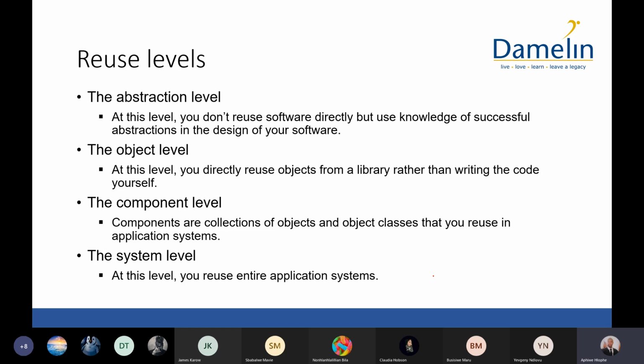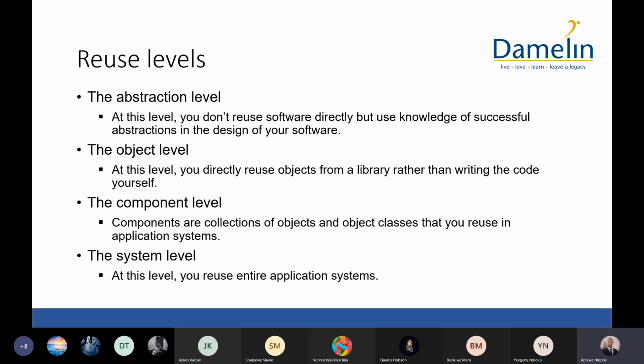system reuse. Okay, so the first one is we can do software reuse at an abstract level. At this level, you don't reuse software directly, but you use the knowledge of successful abstractions in the design of your software. One such example, making reference to study unit 6, is that you can reuse the architectural pattern of a particular software. That's referred to as reuse at the abstract level because you're not reusing the actual code or the software directly, but only the knowledge about the particular software. So reusing architectural patterns could be an example of reuse at abstract level.